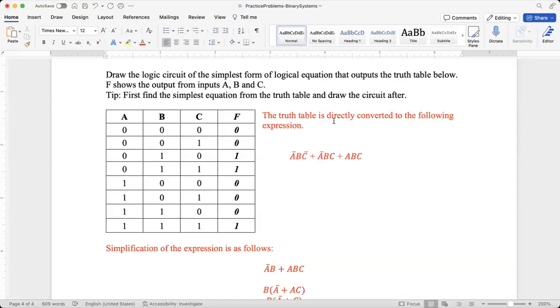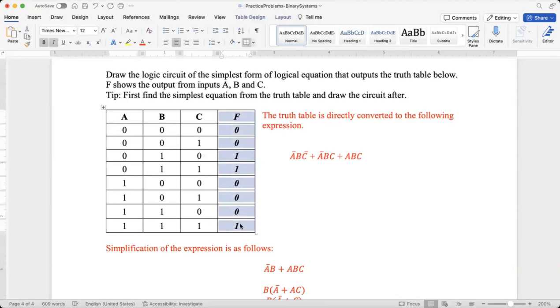Hello everyone. So here we have a truth table and we are asked to create a circuit from this truth table. We have three inputs here, and since we have three inputs, 2 to the 3 equals 8, we will have 8 different states. Out of these 8 different states, F is the output that we want out of this circuit.